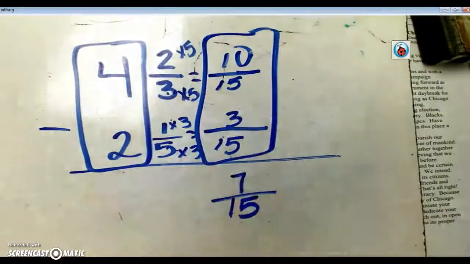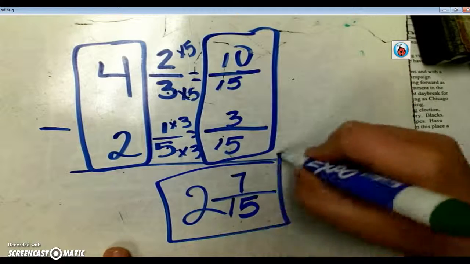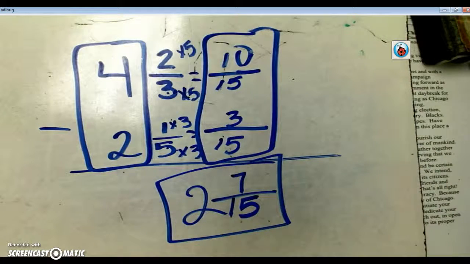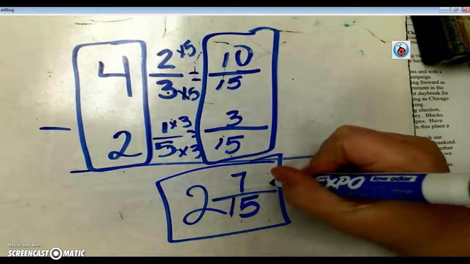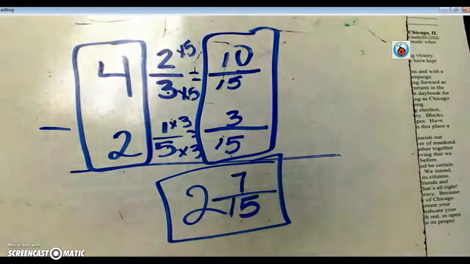4 minus 2 is? Here would be my final answer. 7 over 15 is simplified because 7 is a? Great. Okay, so the only real difference between adding and subtracting fractions so far is, our mixed numbers so far is, make sure I follow the sign, right? Okay, I can guarantee you one thing.